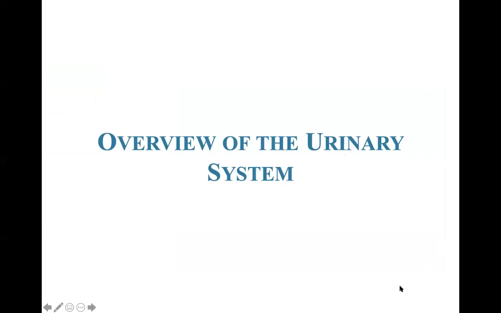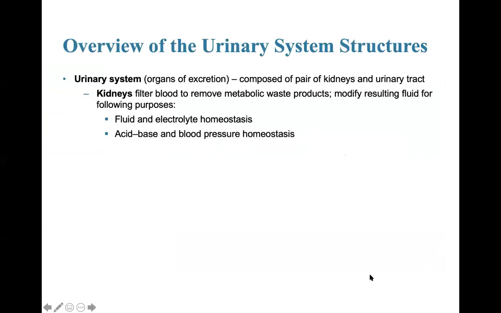Okay, so this is part one of the urinary system. The urinary system is the primary system involved in the excretion of fluids from the body. It is composed of a pair of kidneys and the urinary tract, which includes the bladder, ureters, urethra, and then some accessory structures. The kidneys will filter the blood to remove metabolic waste products.